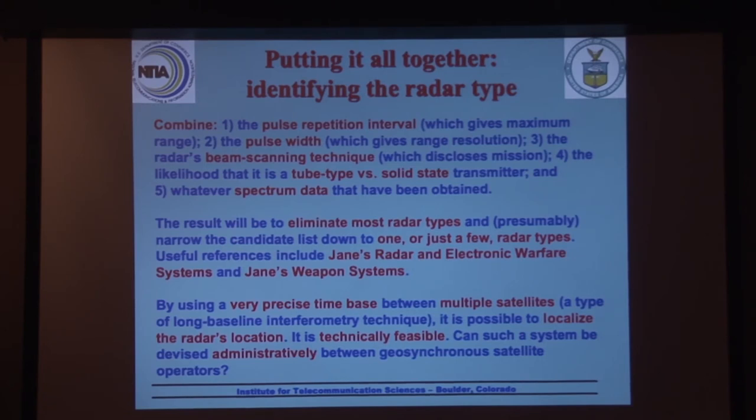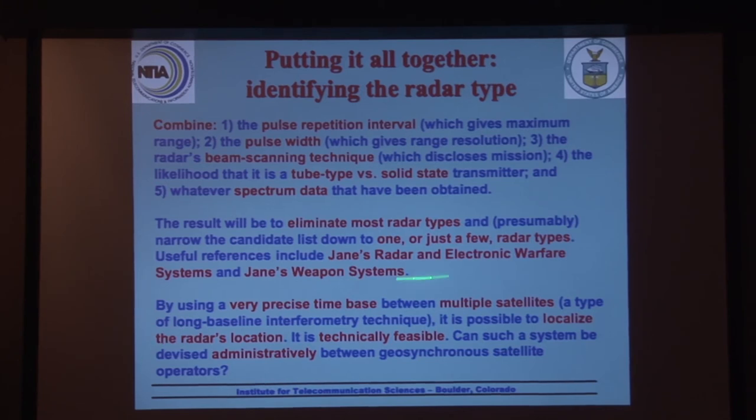it is or would be possible to use a precise time-based correlation between multiple satellites to perform long baseline interferometry and isolate the location of radar transmitters right on the Earth's surface. Now, doing that, although it's technically feasible, relies on administrative arrangements between geosynchronous satellite operators. The basic idea is this.